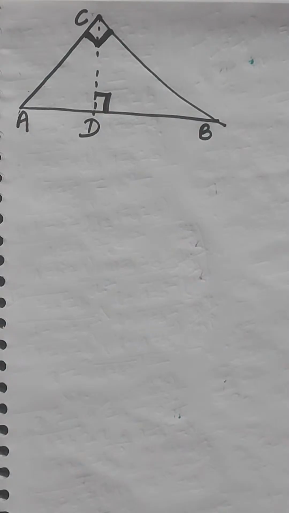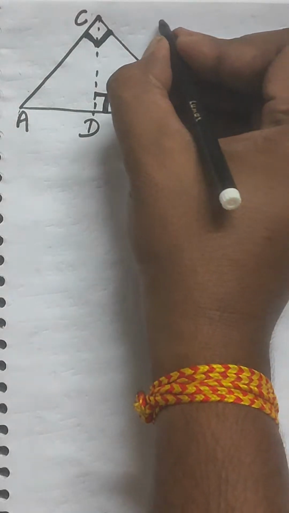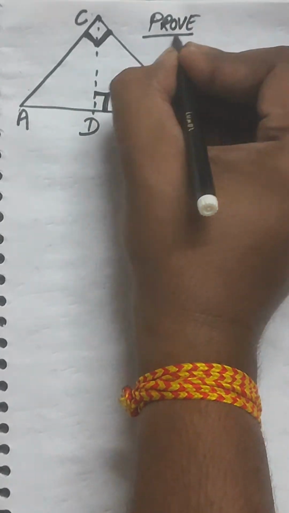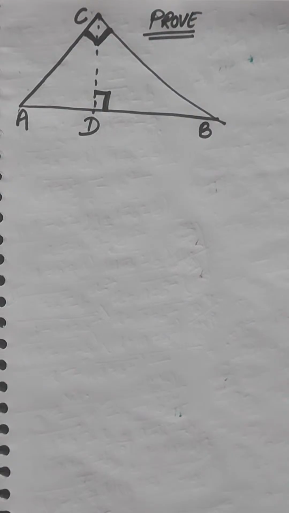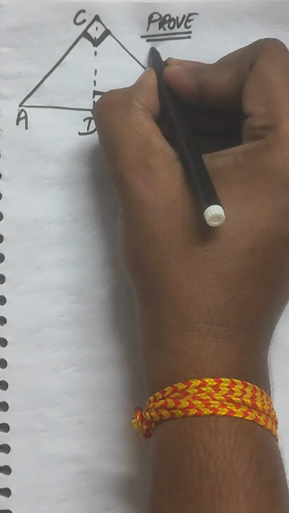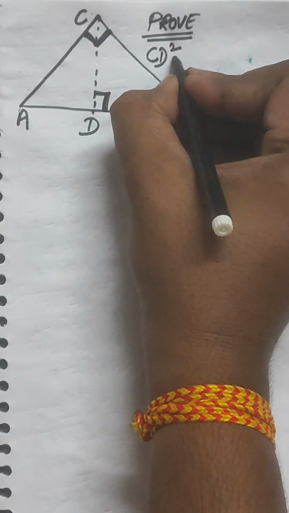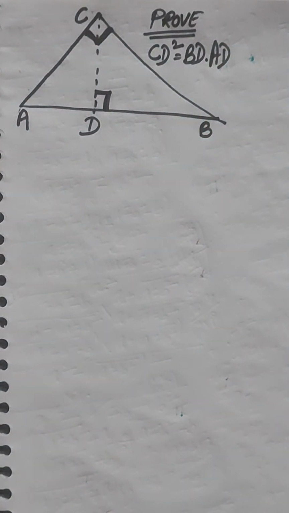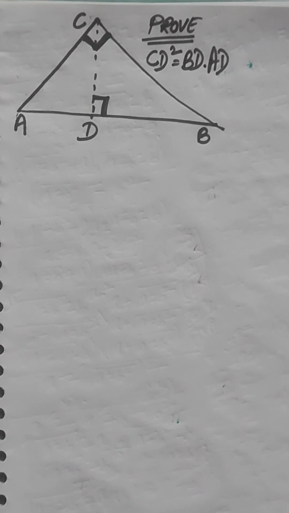We need to prove CD square equal to BD dot AD. What is this dot? Dot is basically multiplication. So this is the requirement.